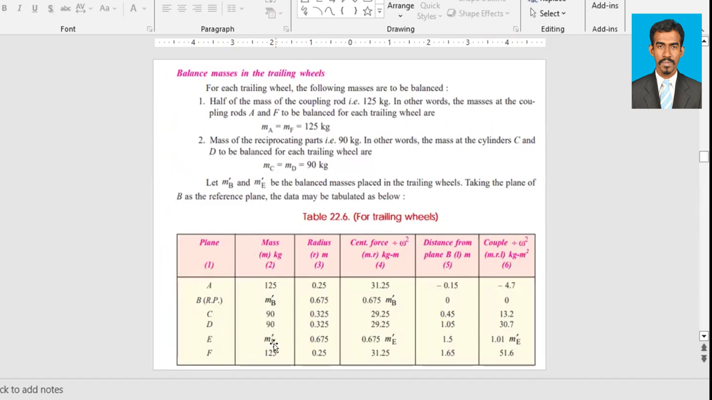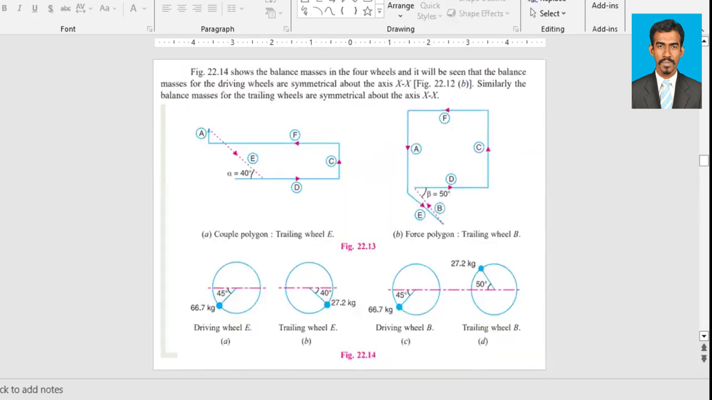If you replace m dash e with 27.5 here, by multiplying 27.5 with 0.0675 you will have a numerical value, which means this term is now known. This is known, this is known, this is known, and this is known, which means we are left with only one unknown. From this, we can find the unknown value m dash b by drawing the fourth polygon.